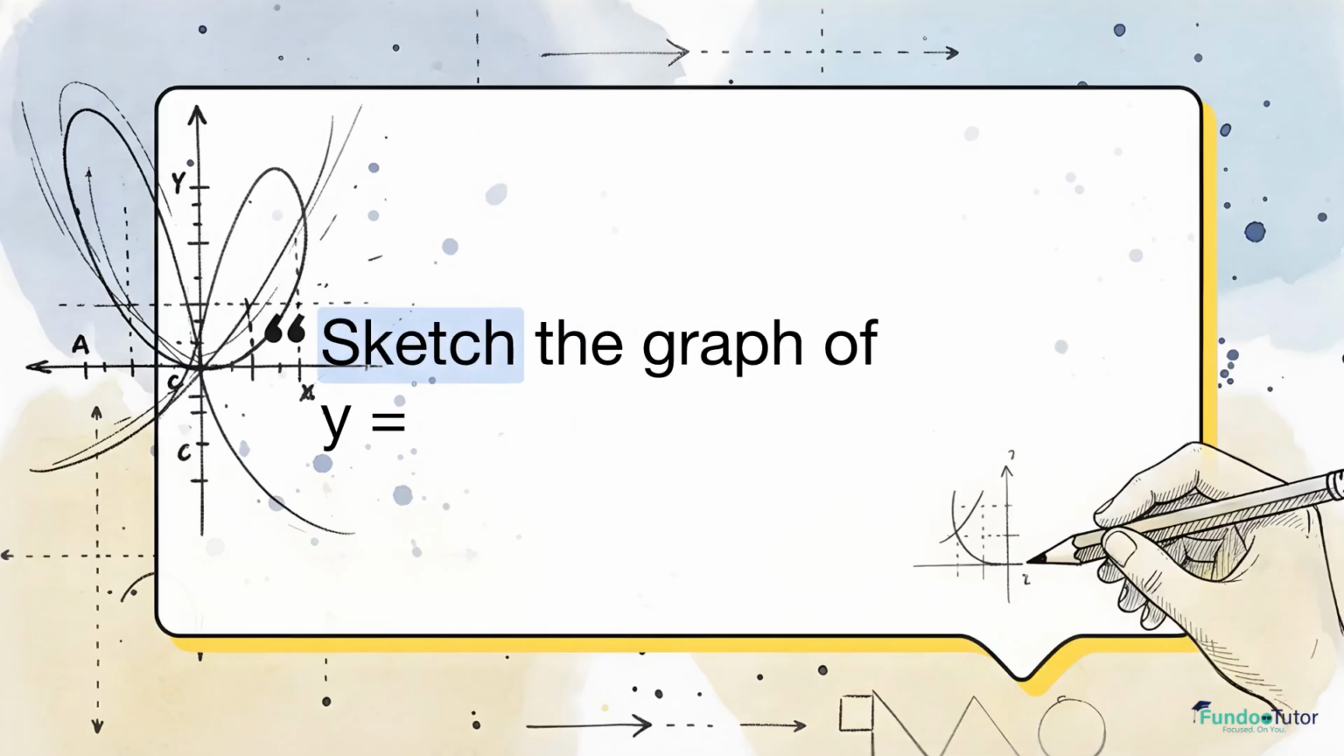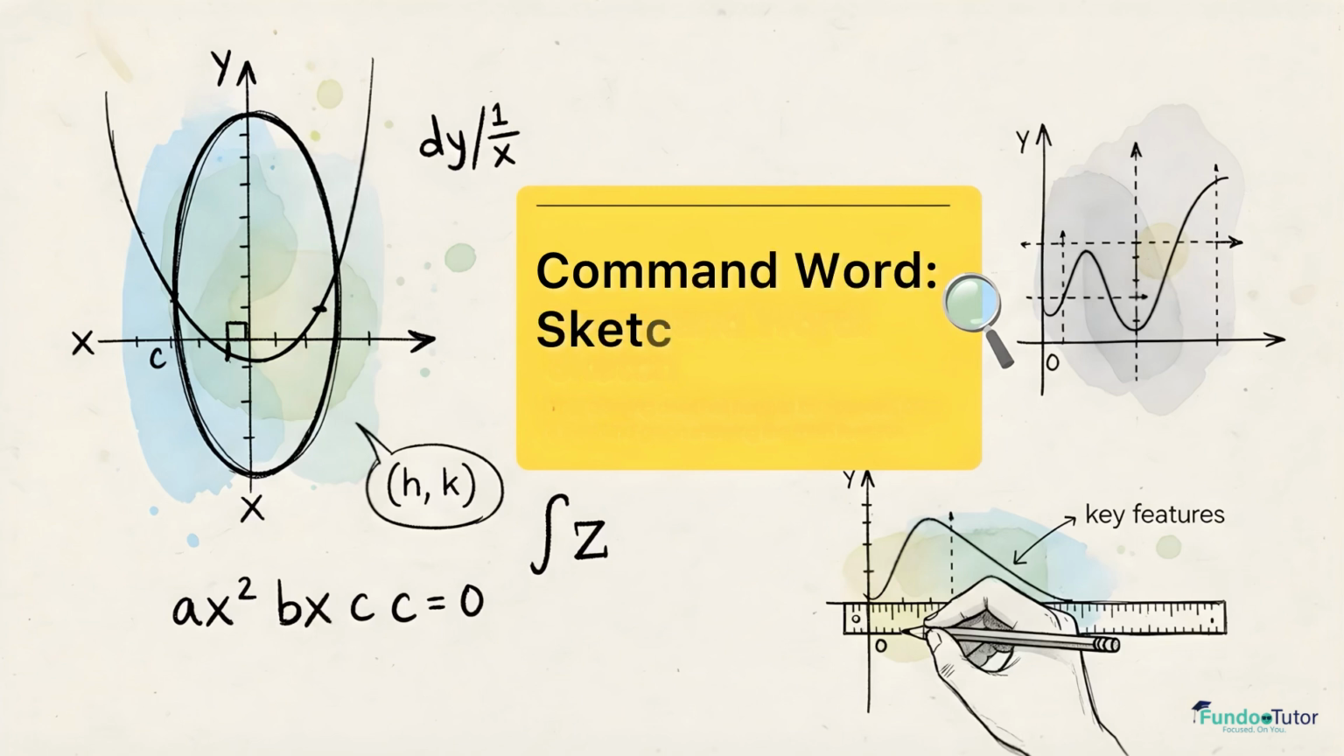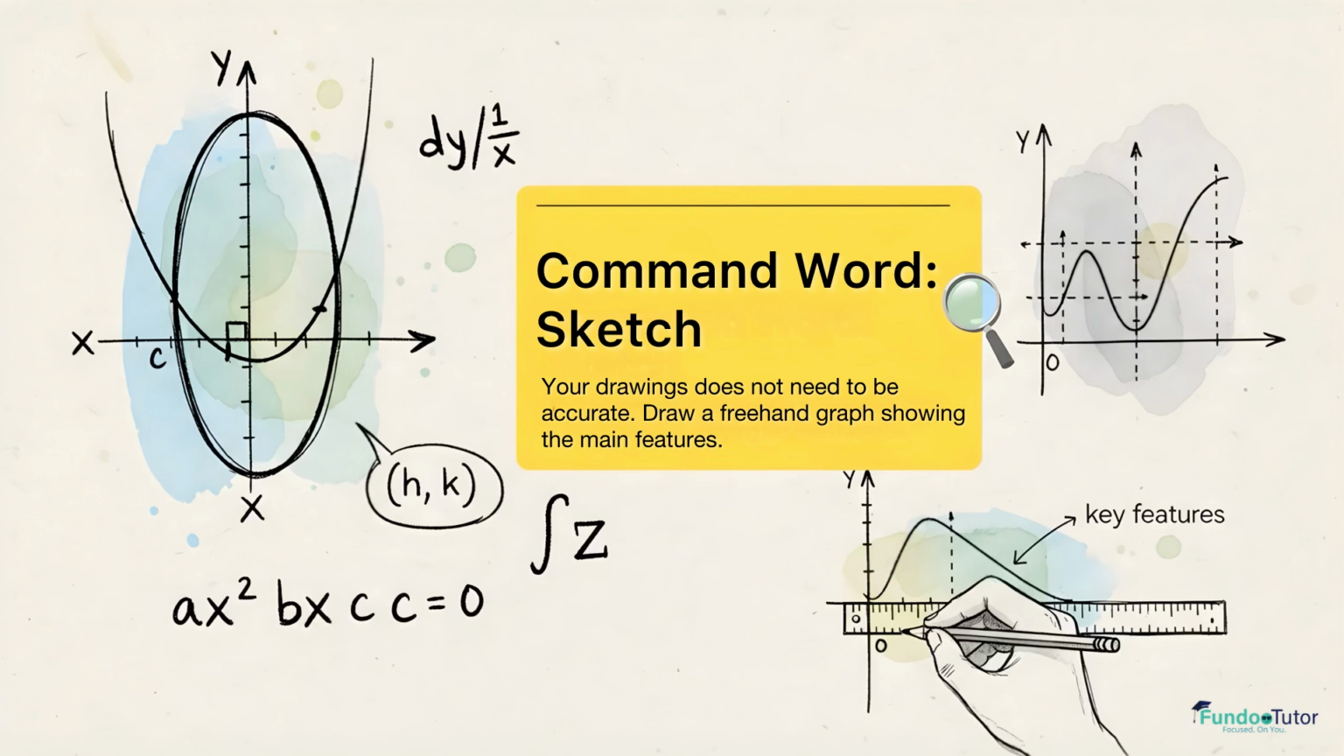Here's another super common one. Sketch the graph of whatever the equation is. Now, the word sketch might make you think you need to be an artist and draw a perfect picture, but that's not what it means at all. Sketch just means your drawing doesn't have to be perfect or to scale. Don't worry about plotting a ton of points with a ruler. All the examiner wants to see is a simple, freehand graph that shows the main features. Things like where it crosses the axes and what the turning points are. That's what scores the points.